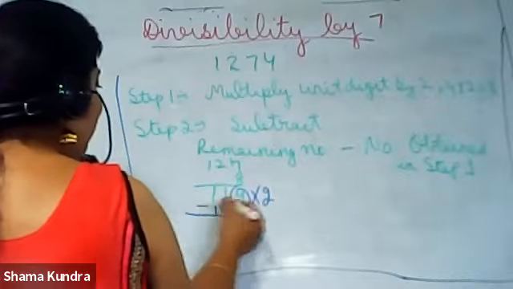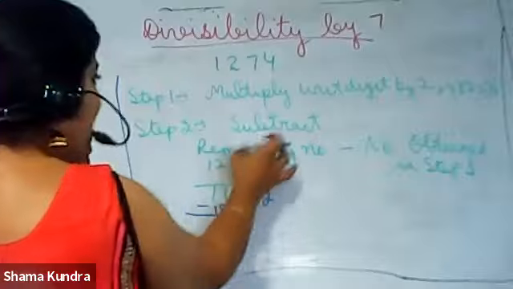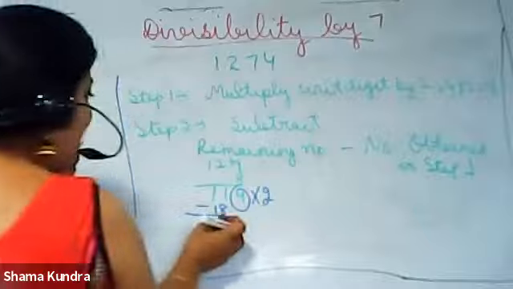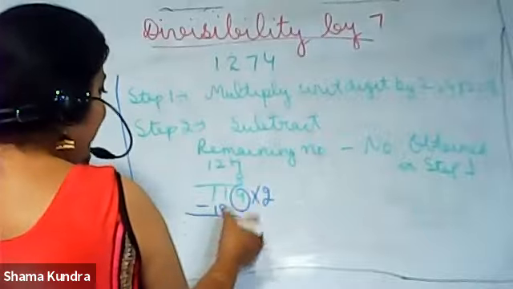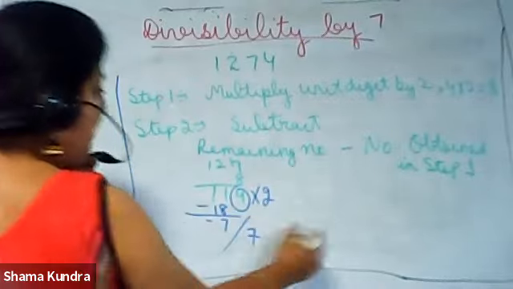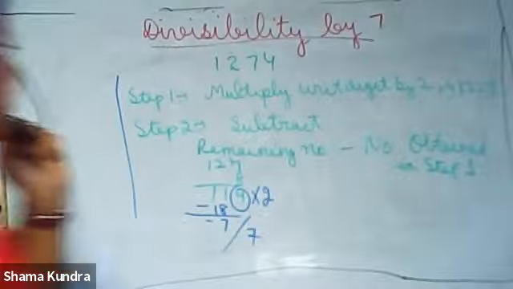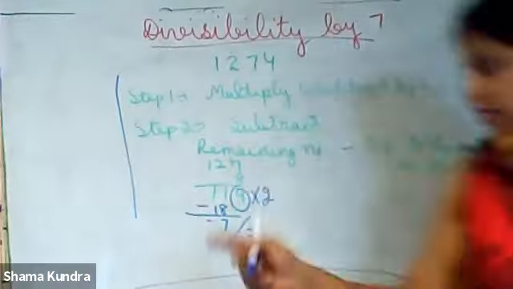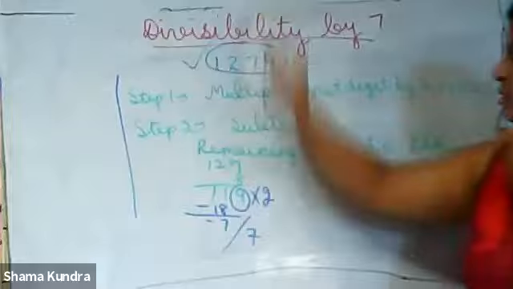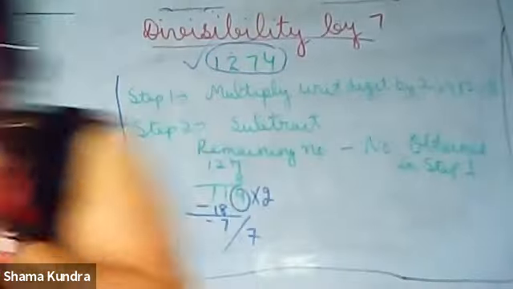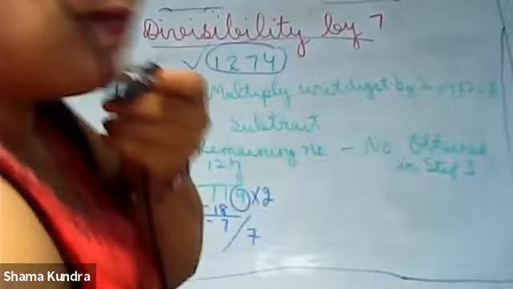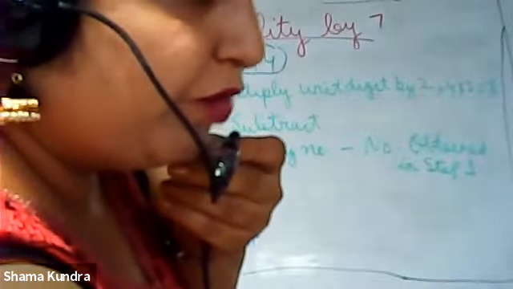Next step is the remaining number. The remaining number is 11 and the number obtained in step 1 is 18. When I subtract 18 from 11, I will get minus 7. Now, clearly 7 is divisible by 7. If the result is divisible by 7, then the given number is also divisible by 7. So the given number is completely divisible by 7. I hope it is clear to all of you.